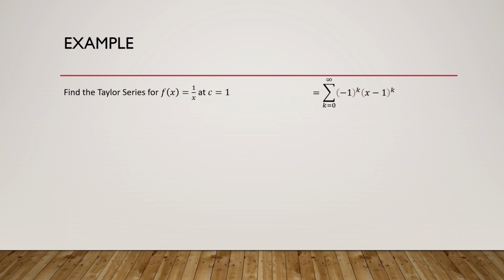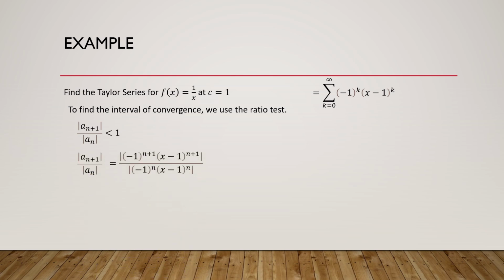With the Taylor series now established, we can determine an interval of convergence for this series. For this, we will again use the ratio test, which states that if the absolute value of a sub n plus 1 over the absolute value of a sub n is less than 1, then the series converges absolutely. For this series, the ratio test will be negative 1 to the n plus 1 times the quantity of x minus 1 to the n plus 1 over negative 1 to the n times the quantity of x minus 1 to the n. This simplifies to the absolute value of x minus 1.